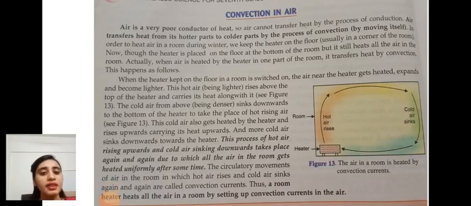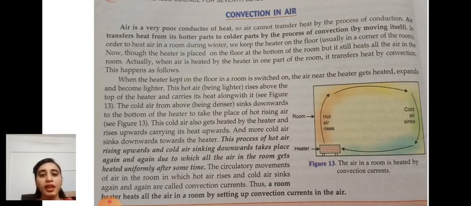So after this activity, what we have learned about convection in air means air is a poor conductor of heat. So air cannot transfer heat by the process of conduction. So we use the process of convection for this. Air transfers heat from its hotter part to the colder part by the process of convection, or by moving itself. Okay?